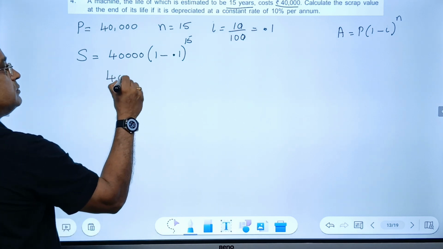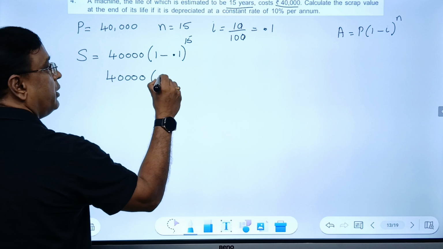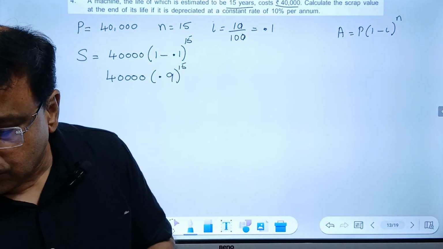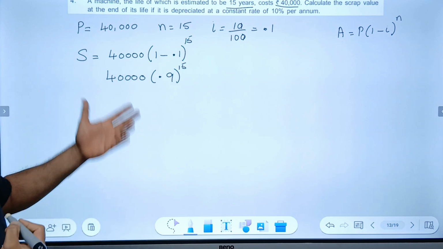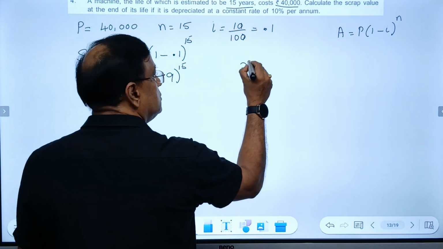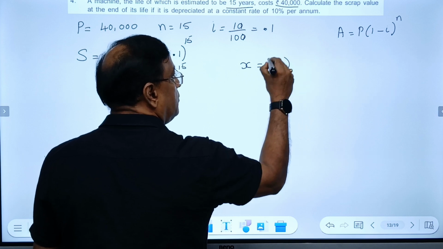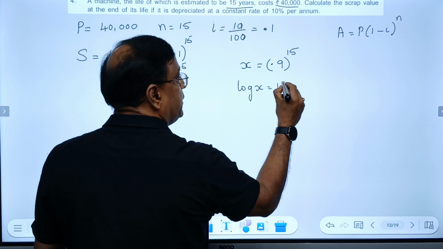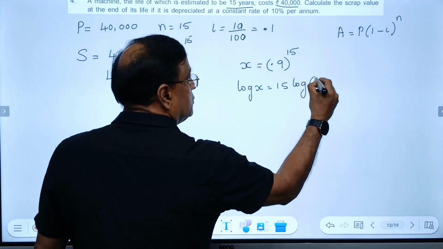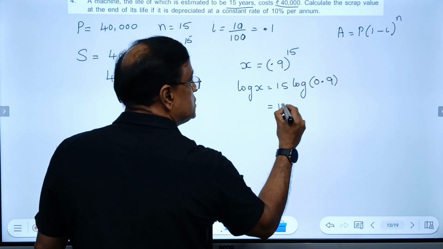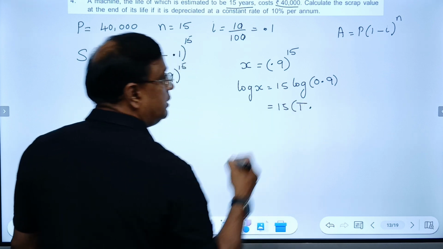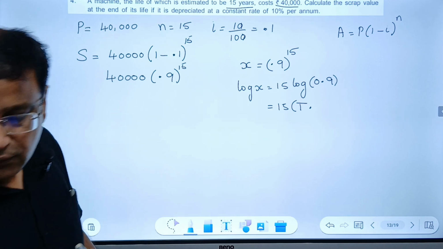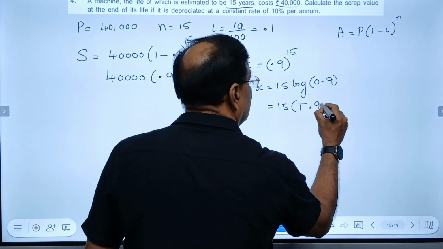So this is 40,000 into 0.9 to the power of 15. If they give you the value of 0.9 power 15, there is no issue. But if they don't give it, I will teach you how to use logarithm. Power 15. So you take log x, it will be 15 log 0.9, which is 15 into bar 1 point. What is log of 9? Log of 9, I am getting as 9542.